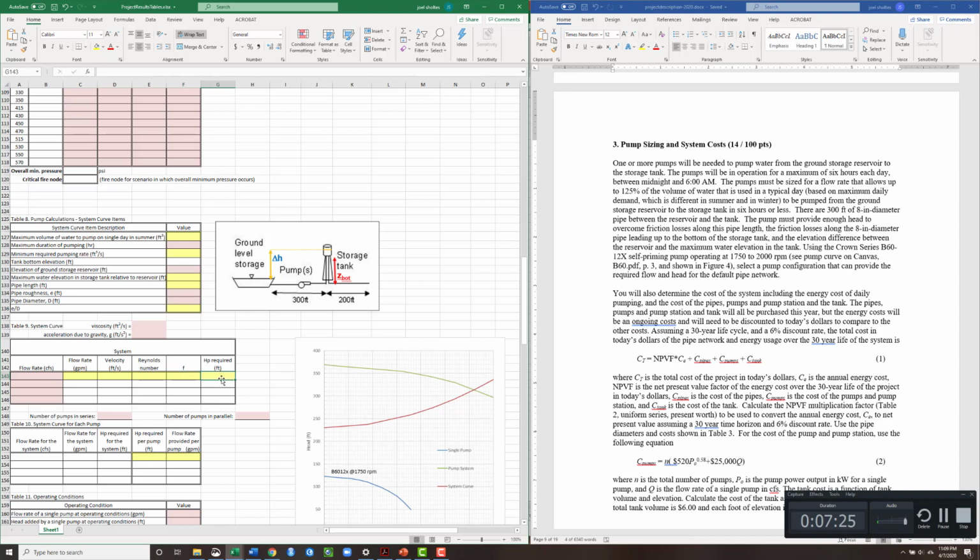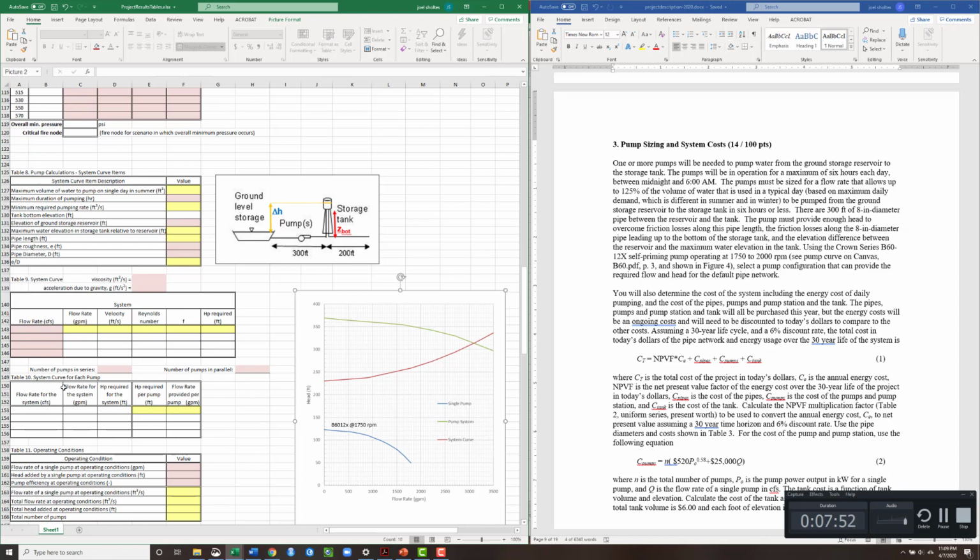And then this will give you the required head at a given flow rate, which includes the elevation that we have to pump up, so that'll be the maximum elevation, as well as the friction loss in the system. So that's table 9. That'll give us our system curve, which I have shown here in red.